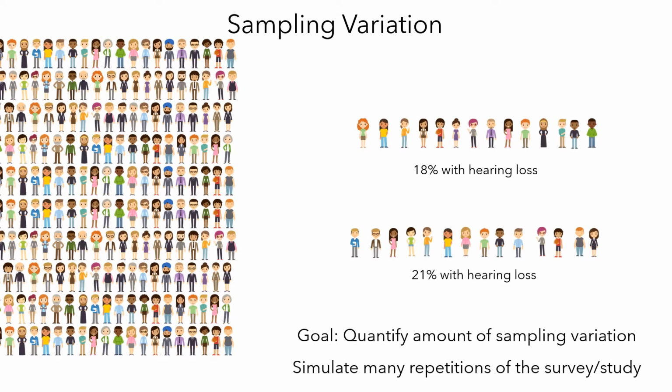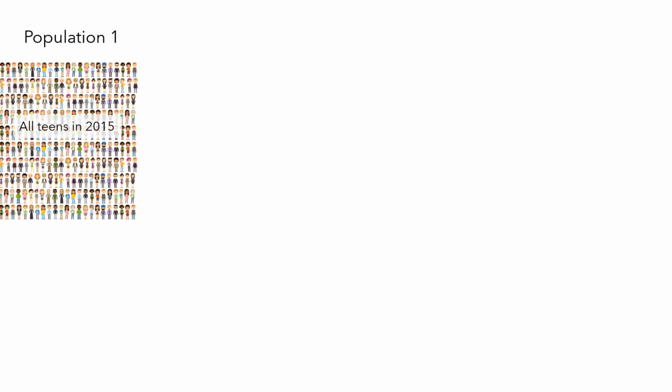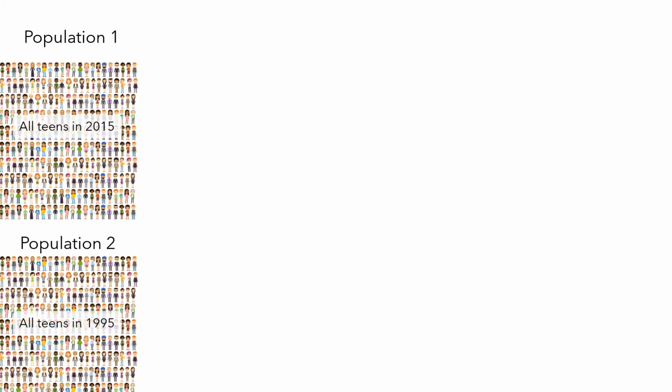This simulation involves making a model for the two populations. We're interested in two populations. One population is all of the teens in 2015, and the other population is all of the teens in 1995. To make a model, we need to specify the variable and parameter. First, we'll choose the variable. The variable is what we'll measure about each individual in the population.